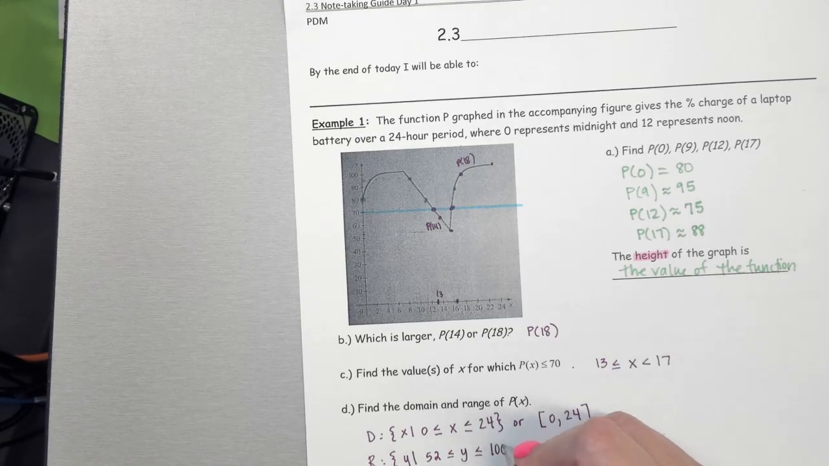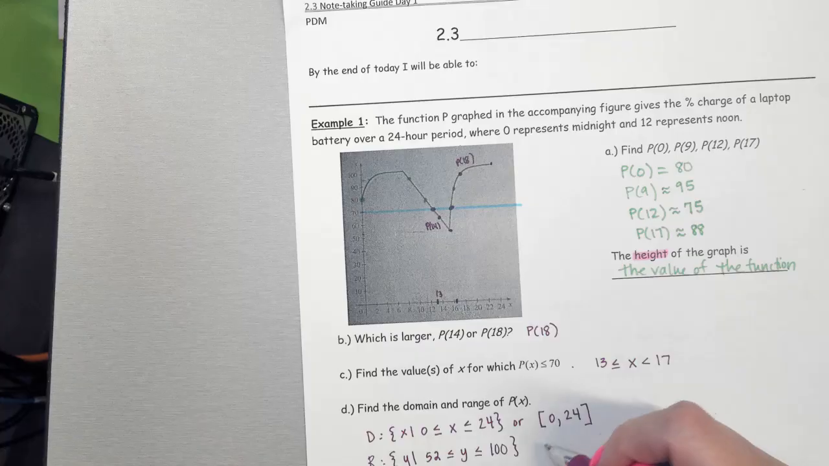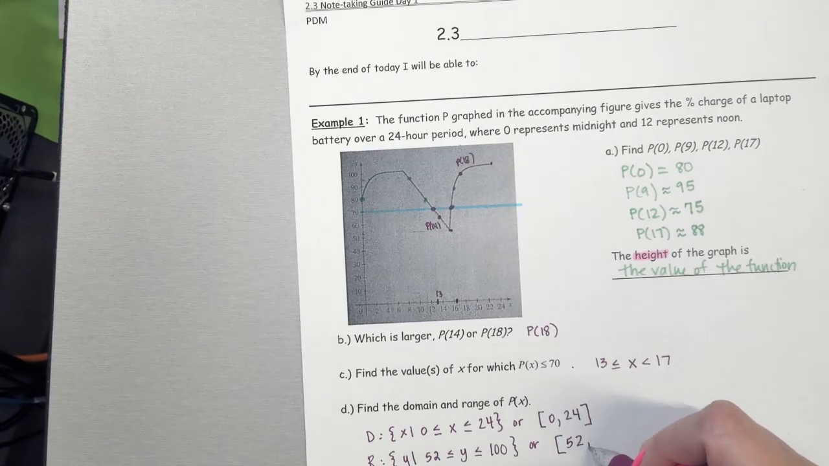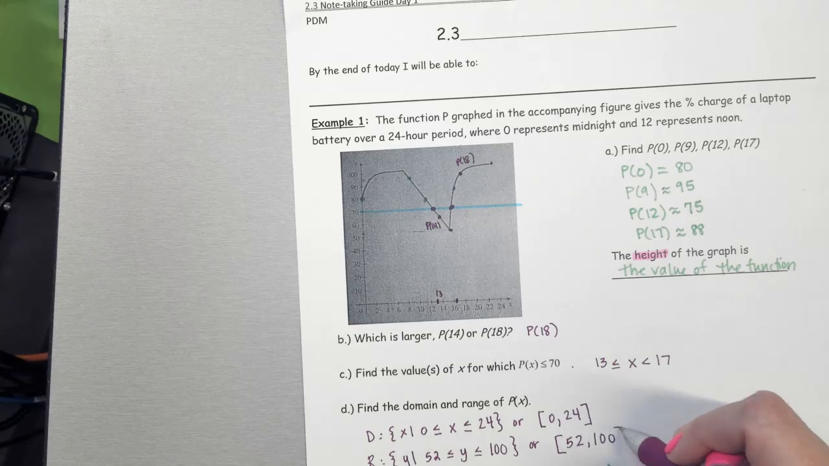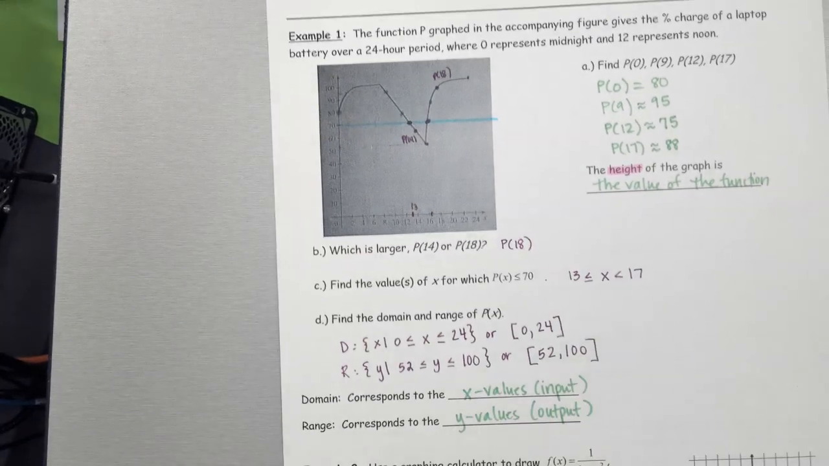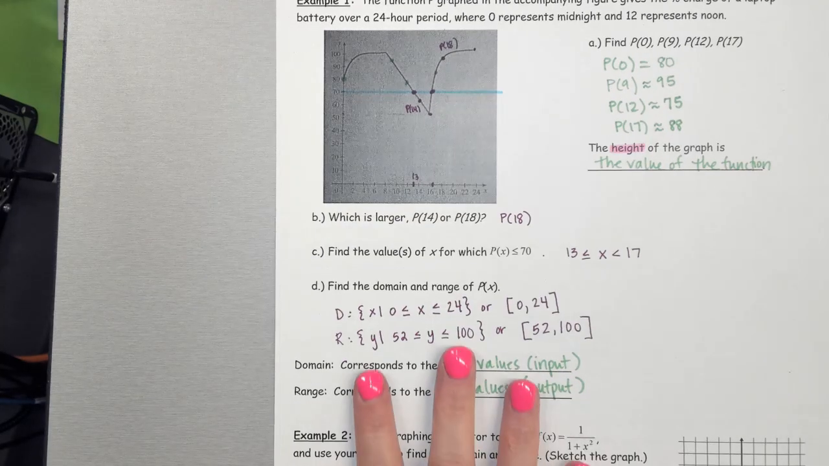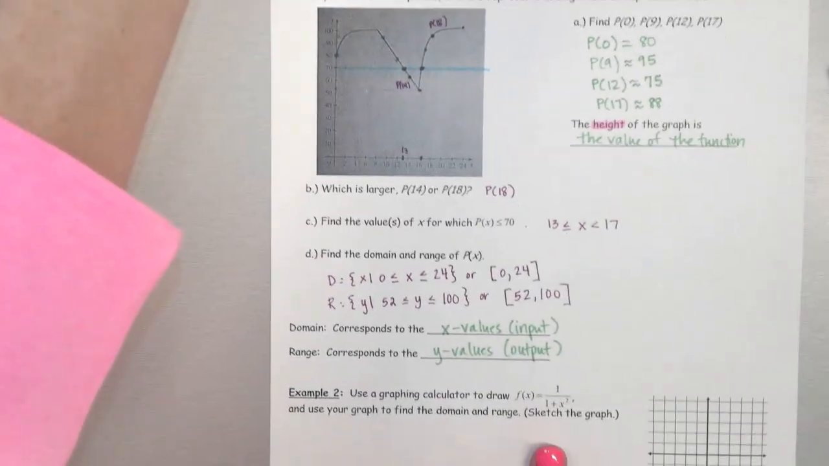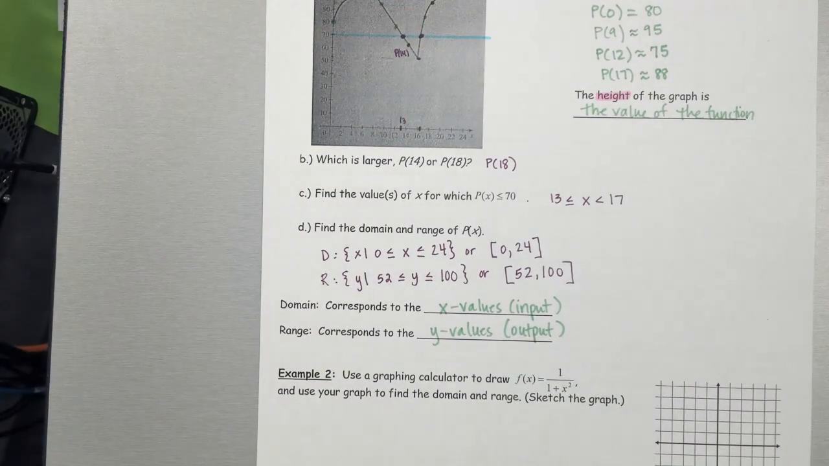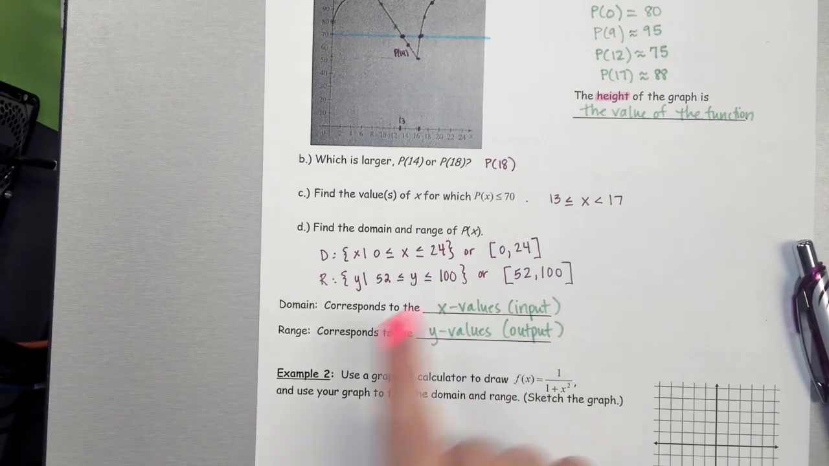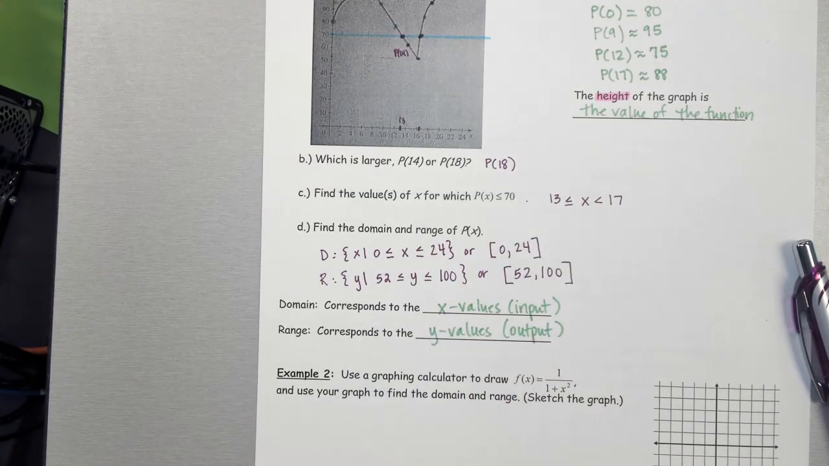And I know sometimes having things that are open to interpretation can be hard for us because we want there to be one right answer. But this is how real data works, right? It's going to be an interpreted answer here. So as long as you're in the ballpark, you are good. And we just have to know how to find them in both interval and set builder notation.